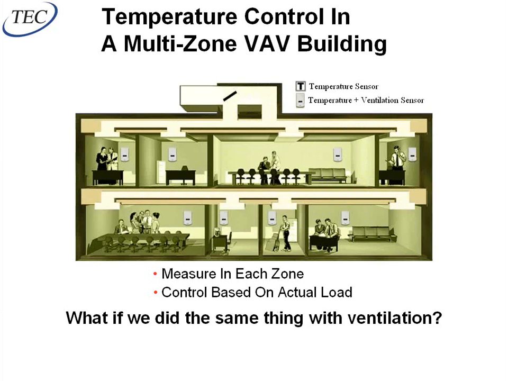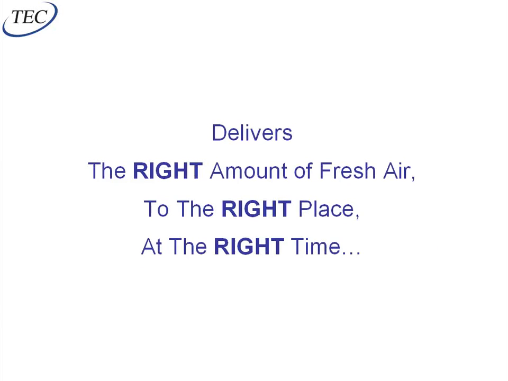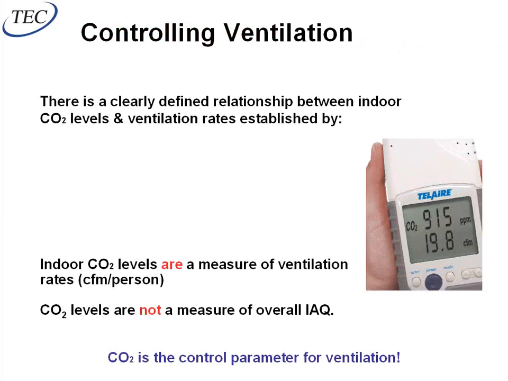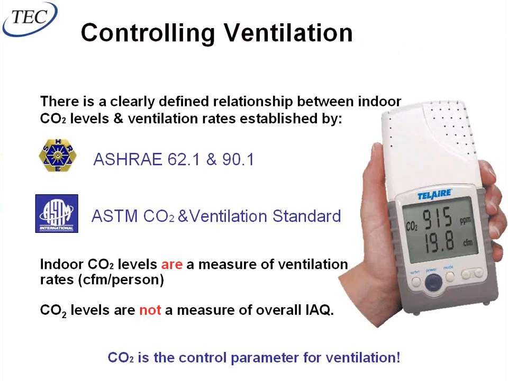So I change those stats out to one that can do temperature and CO2, and I modulate the dampers based on that. The goal is to get the right amount of fresh air to the right place at the right time. All right, so how does all this work? The first thing you have to do is you have to understand what happens in terms of codes.